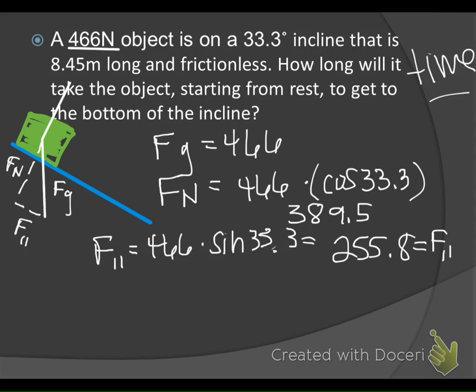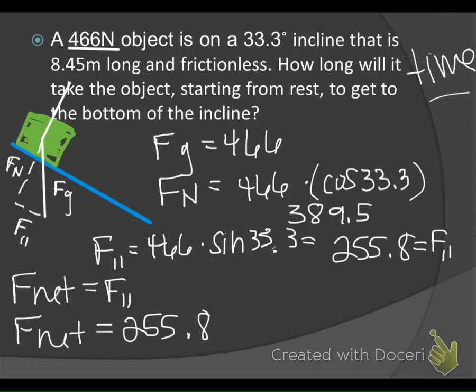So in our net diagram here, in our force net, what rightward forces do we have? Just F parallel, right? Do we have any leftward forces? No. So our net force then equals 255.8. And we can make our substitution here for mass times acceleration equals 255.8.